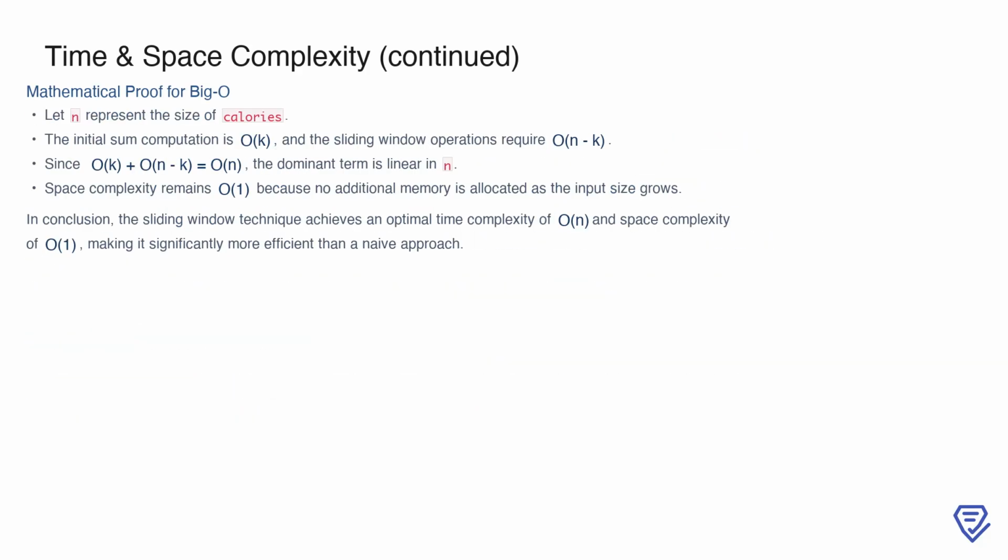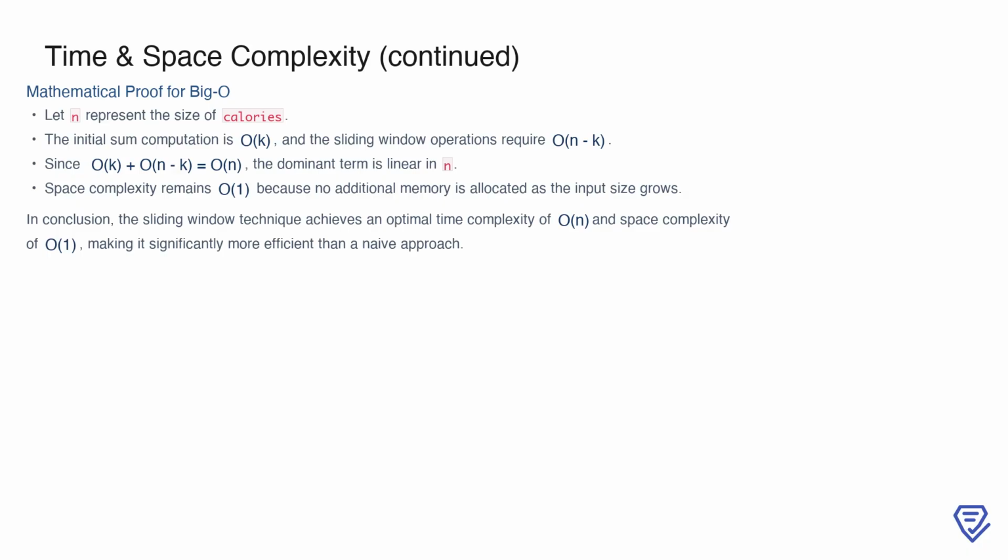To solidify this understanding, let's consider the mathematical proof for the big O time complexity. The initial computation of the sum for the first window is O(k), while the sliding window operations collectively require O(n-k). When we add these two terms, O(k) plus O(n-k), the result simplifies to O(n), as the dominant term is linear in n. On the other hand, the space complexity remains O(1), because there is no additional memory allocation based on the size of the input. This optimal time complexity of O(n) and space complexity of O(1) highlights the efficiency of the sliding window technique, making it a superior choice compared to the naive approach.